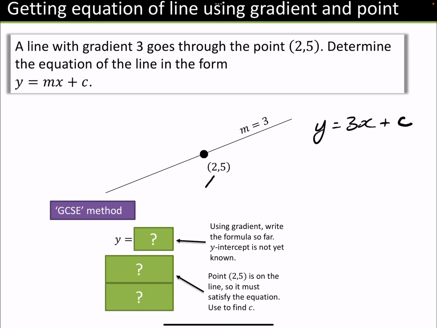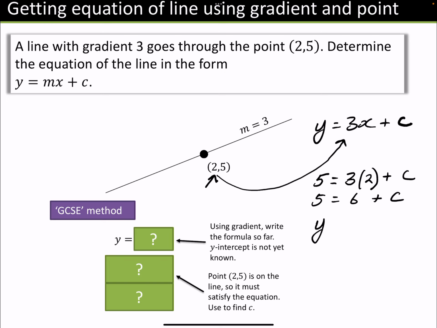Now because this point lies on the line, this point must work, if you like, in this equation. And what that means is, when you substitute y equals 5, it must equal 3 times the x value plus your y-intercept. So 5 must equal 6 plus something, and hopefully you're thinking that something's minus 1. So therefore, the equation of my straight line is 3x minus 1. Okay, you might want to pause this and watch that little bit again.